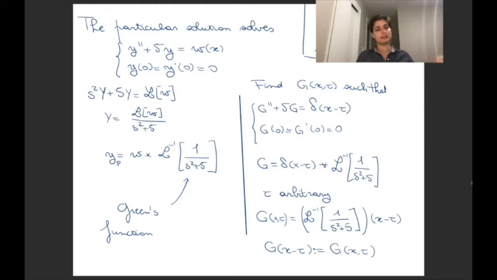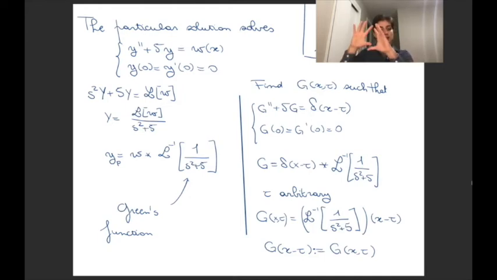So we have that s² Y, where capital Y is the Laplace transform of small y, plus 5Y equals the Laplace transform of w. Then we solve this by saying that capital Y is the Laplace transform of w divided by s² + 5. And because of the properties of the Laplace transform and the convolution, the particular solution is equal to w convoluted with L inverse of 1 over s² + 5, where we used that the inverse Laplace transform of the transform of w is just w itself.